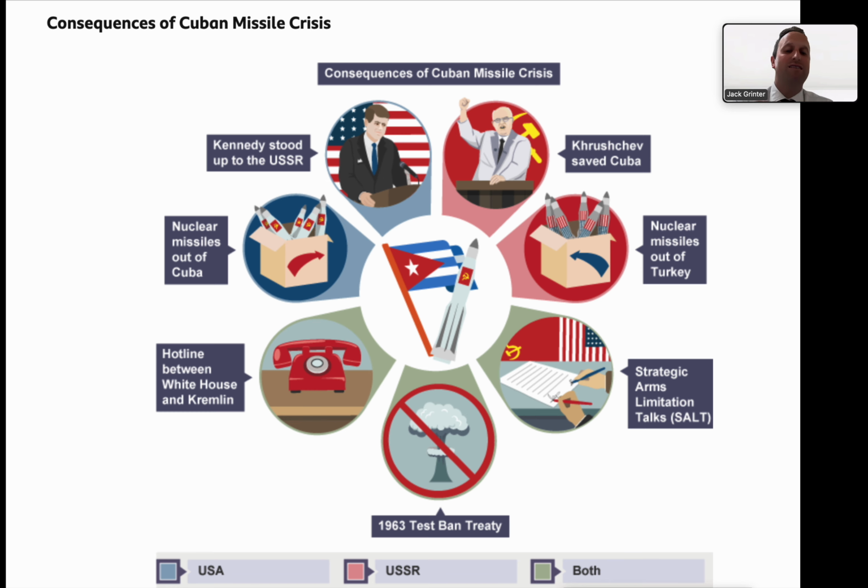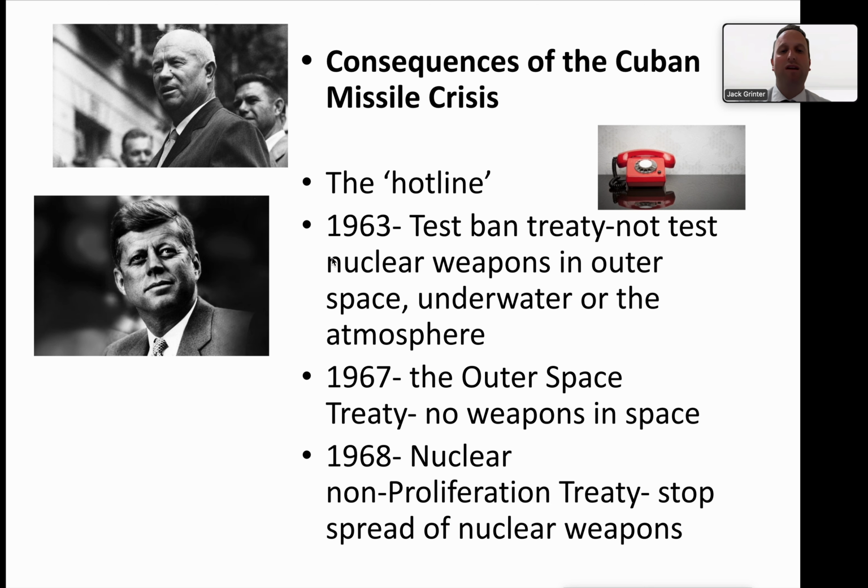Well, to avoid there being any miscommunication in the future, a hotline is set up in 1963, a red telephone, which is a direct line between the White House in the USA and the Kremlin in the Soviet Union. So the leaders could directly talk to each other. There would be translators as well, I'm sure. Pretty sure Khrushchev wouldn't have been able to speak English.